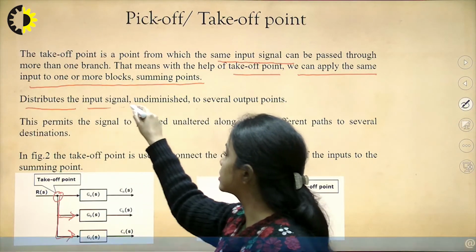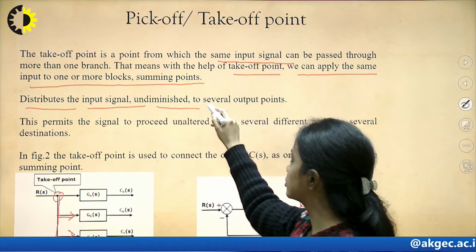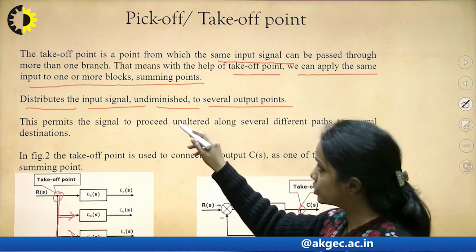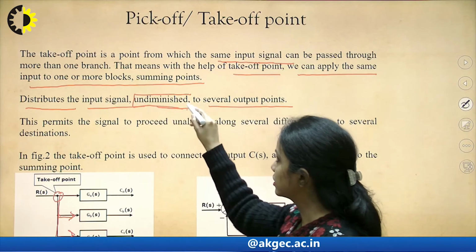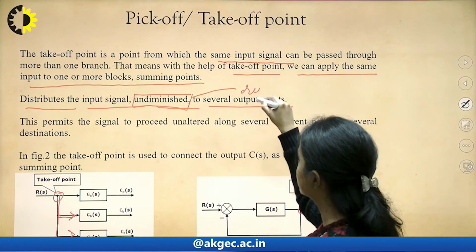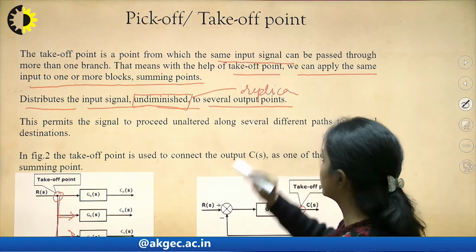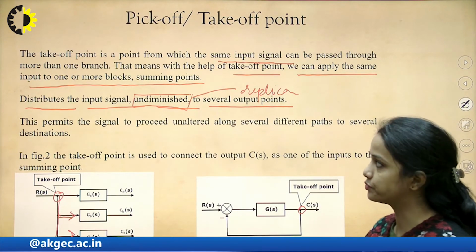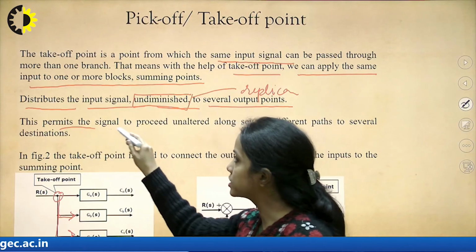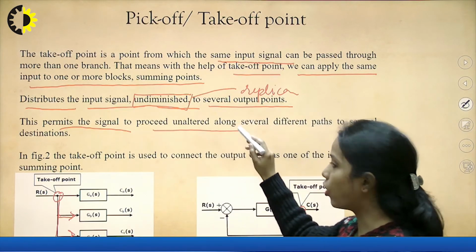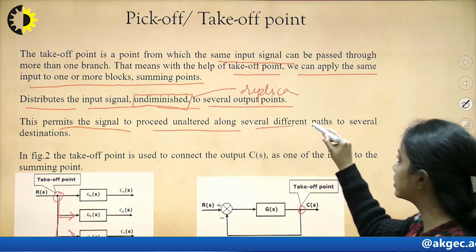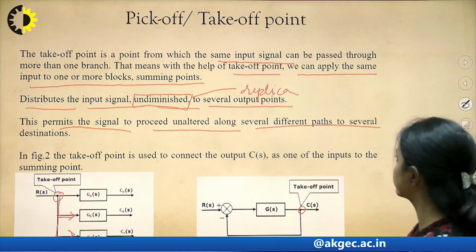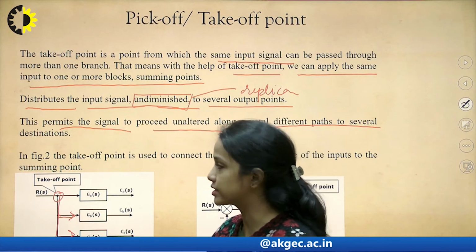It distributes the input signal undiminished to several output points. The word undiminished only means that it is actually a replica. So it is the same, undeteriorated, undiminished, the same value. This permits the signal to proceed unaltered along several different paths to several destinations.